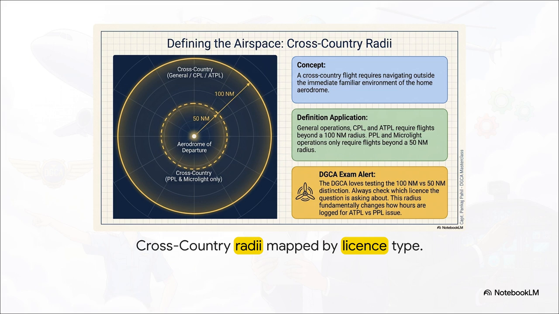You've got that inner 50 nautical mile ring for private operations and the outer 100 nautical mile ring for the pros. Here's your exam tip for this one. The examiners absolutely love testing this distinction. Always read the question carefully to verify exactly which license type they're asking about, because this radius fundamentally dictates how you log your cross-country hours for your license issue, so you've got to get it right.